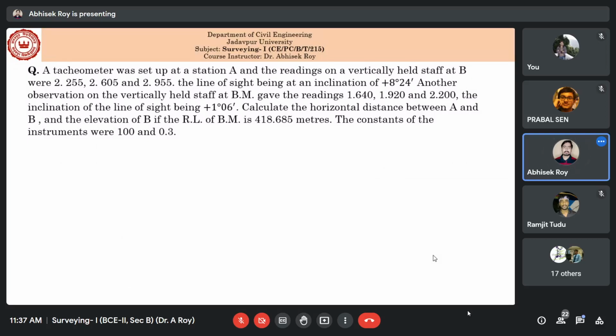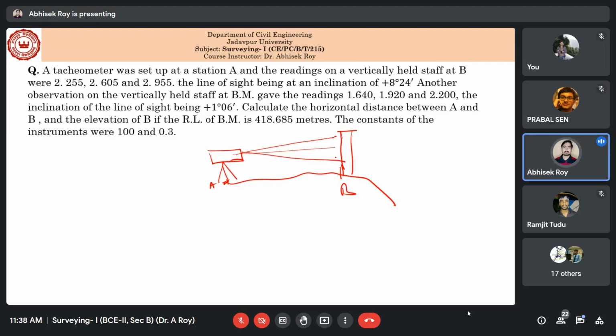So what is written? Please go through. A tachymeter was set up at station A. Suppose this is our station A. A tachymeter is set up here, and the readings of vertically held staff at B, you are taking 3 staff readings. Vertically held staff at B were 2.255, 2.605 and 2.955. So the line of sight is inclined. I have drawn it like it is almost vertical.